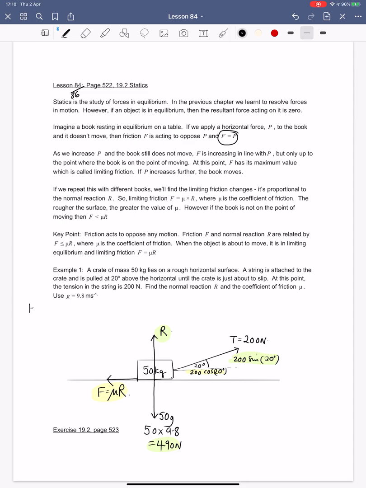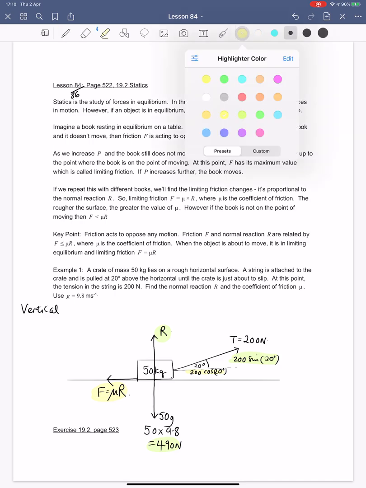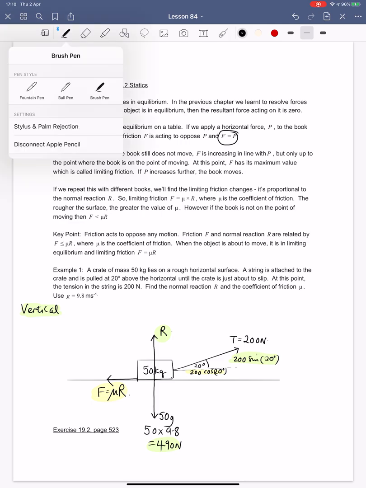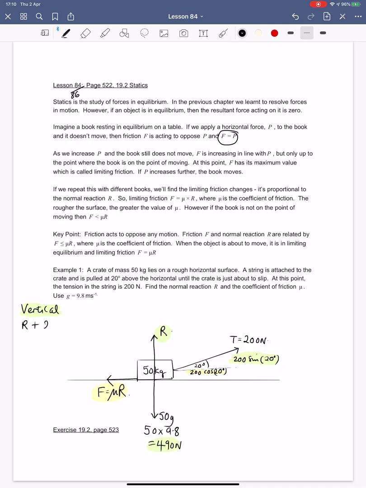Let's start with the vertical ones. If we look at these vertical ones, the green ones, because we've got R plus 200 sine 20, they're the upwards ones, equals the downwards one, 490. So that means we can work out R. The reason why I started with the vertical ones is because in the horizontal ones, there's two things to work out, mu and R, whereas vertical, there's only one, R. And then when you work out R, you can use it in the horizontal one as well.